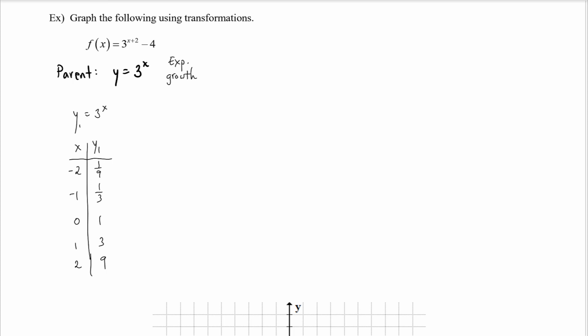So I've got a shift left and a shift down. It doesn't matter what order I apply those in, thankfully. So I'm going to go ahead and do the shift left. I'm going to subtract 2 from x. So subtract 2 and get -4, and so on for each x value. But my outputs stay the same. And then my final transformation is to shift everything down 4 units. And that'll give me my final function.